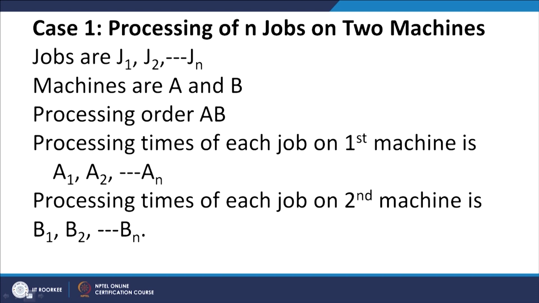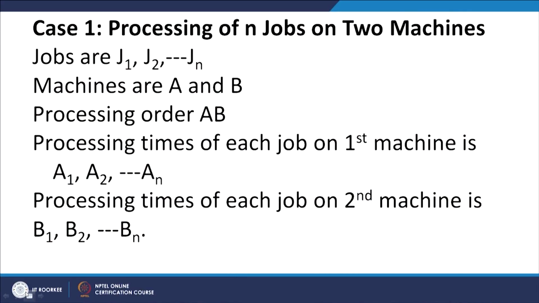As I said, let us first look at case 1, which means that we are going to process n jobs on 2 machines. The notations are as before, that is, the jobs are numbered as J1, J2, up to Jn, because there are n jobs, and there are only 2 machines A and B. This is the simplest case. The processing order is given to us as AB, that is, first machine A has to be used, and then only the second machine B has to be used.